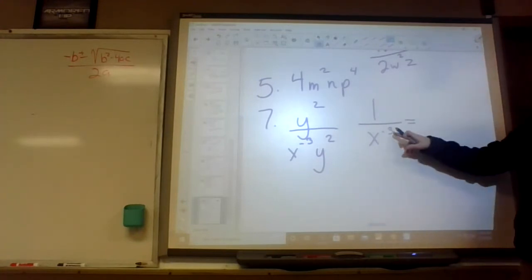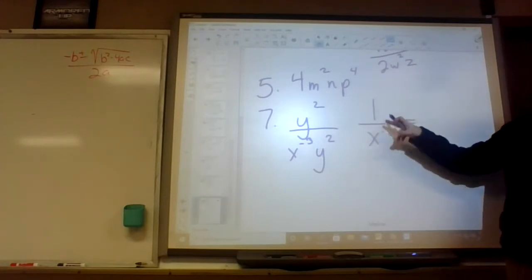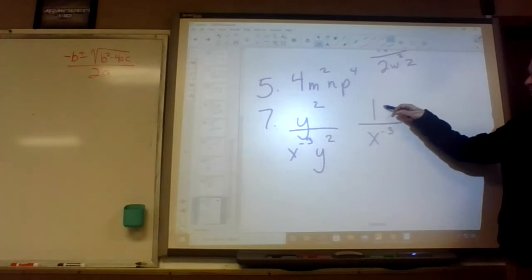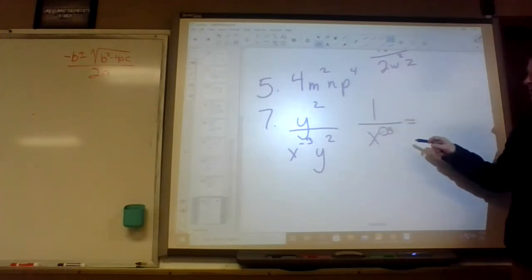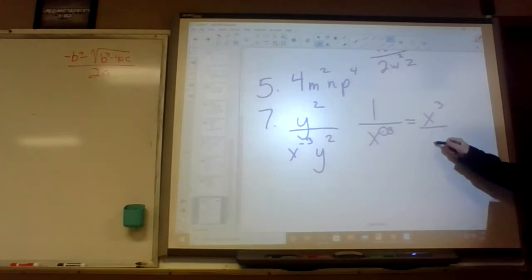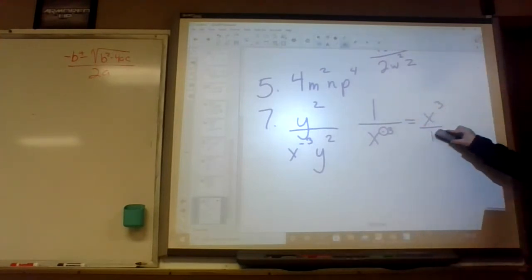It's x to the third, but on the top. That's what the negative exponent does to it. So it's x to the third on the top. If it's on the top, you don't really need a bottom. So it's just x to the third.